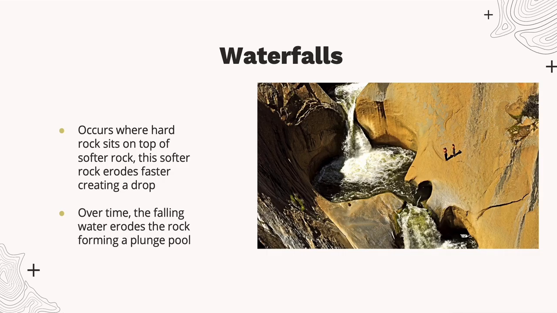The next one is waterfalls, which occur where hard rock sits on top of softer rock. Then the softer rock erodes faster due to the river, creating a drop. Over time, the falling water erodes the rock on the bottom, creating a plunge pool, which is seen in the right-hand photo. What happens over time is the waterfall retreats back upstream and leaves behind a steep valley or a gorge.